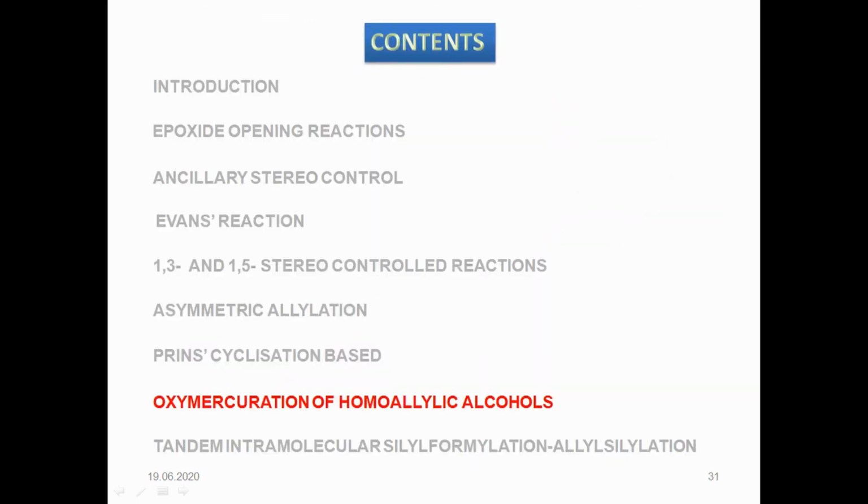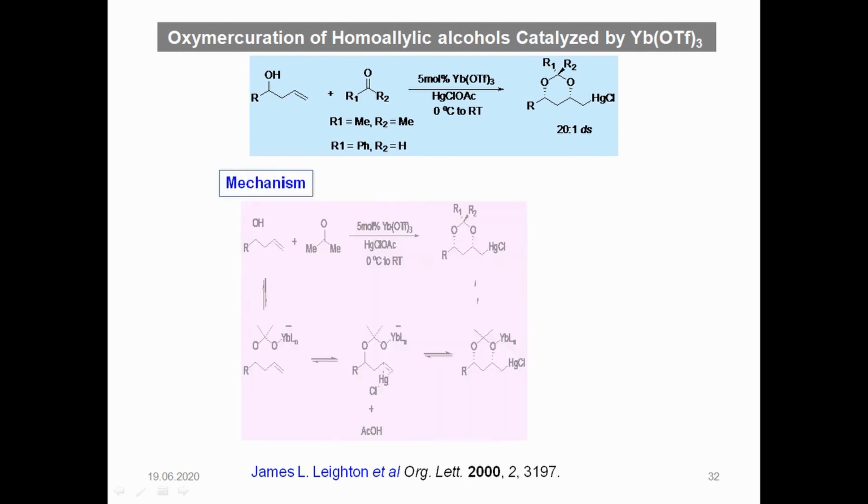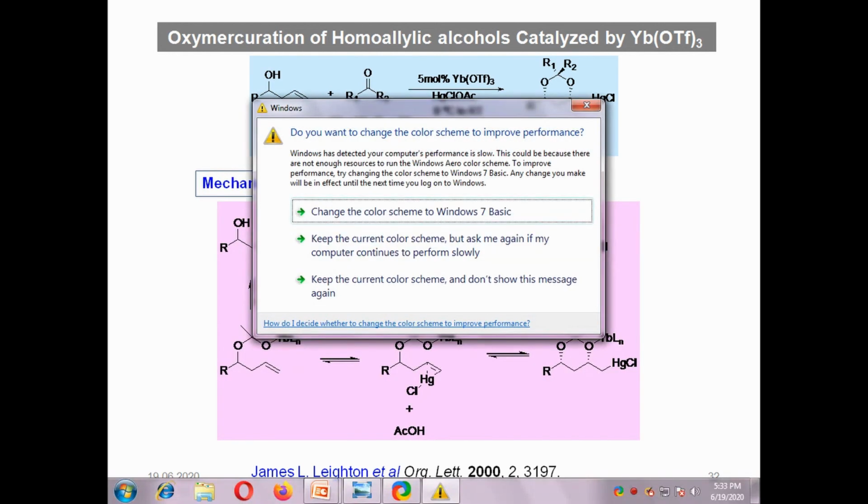Then oxymercuration of homoallylic alcohols. This is a similar methodology, it will follow the same way. If you take a homoallylic alcohol and treat it with these carbonyl compounds, followed by HgClOAc, you are getting 1,3 polyols, with 1,3 syn chemistry. The mechanism is as follows, the same way.